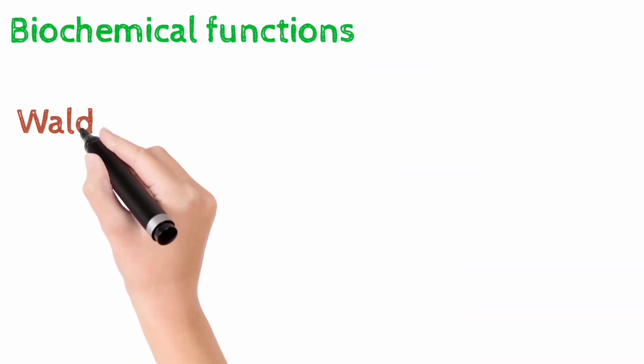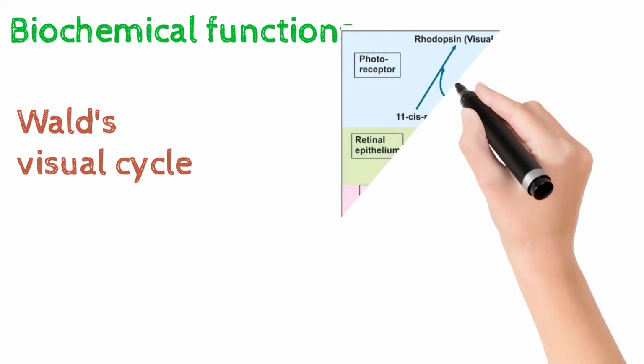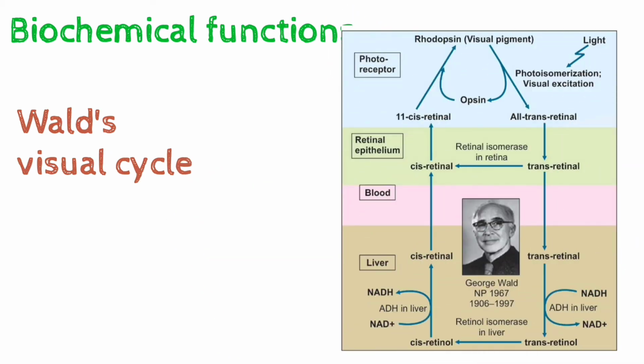Biochemical functions. First, Wald's visual cycle. Look at the cycle. Rods contain visual pigments called rhodopsin. On exposure to light, this rhodopsin will convert to opsin and all trans-retinal. In retinal epithelium, this trans-retinal is converted to cis-retinal by retinal isomerase. It is transported to liver through blood.